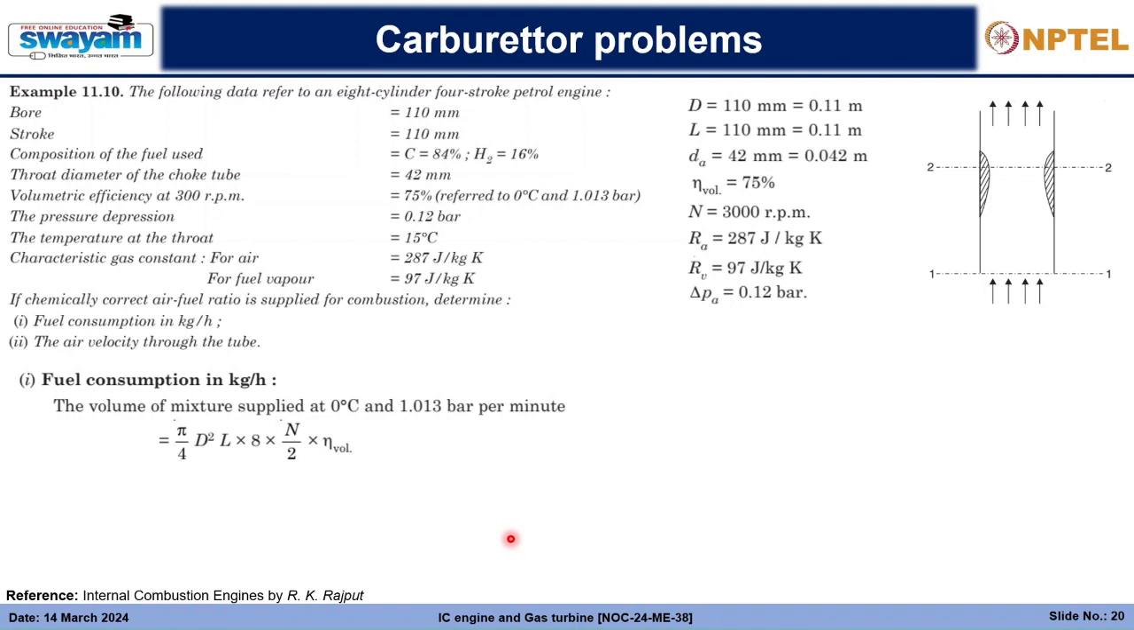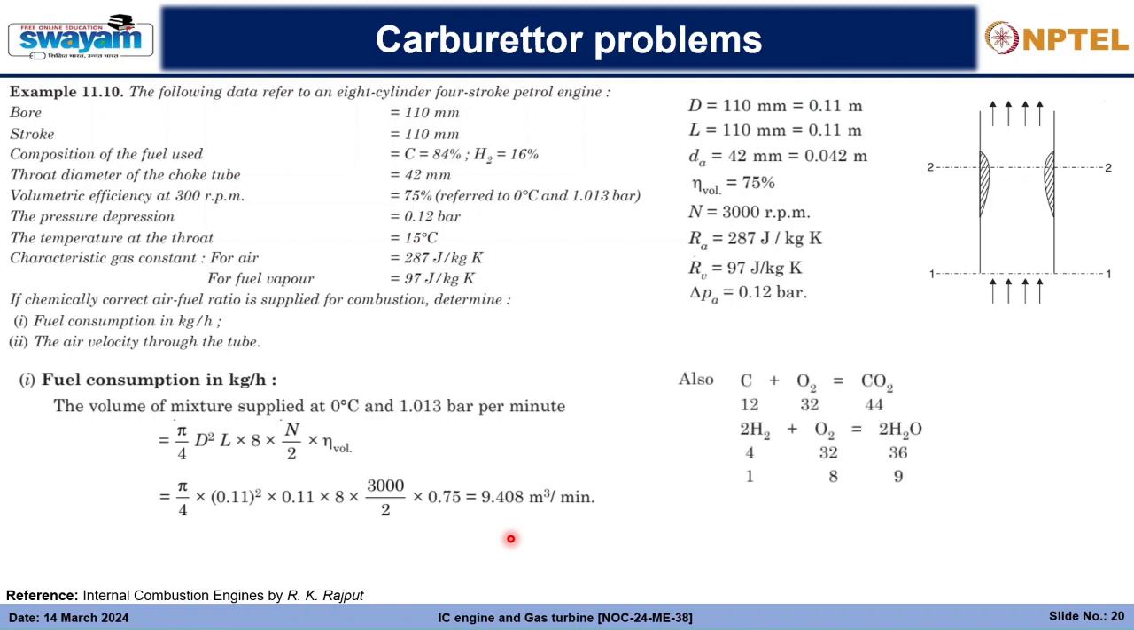And why n by 2? Because it's a 4 stroke engine, and for every 2 revolutions, one suction stroke is happening. So that's why we'll have to use n by 2. If we substitute the values, we'll find 9.408 meter cube per minute.